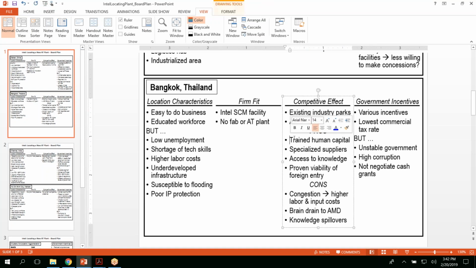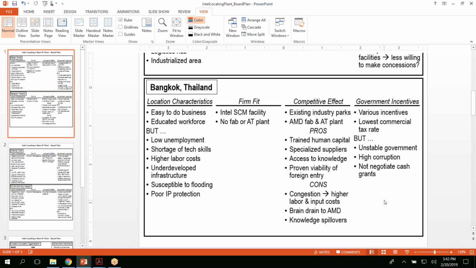What are the pros and cons of co-locating with your competition? There are benefits, and we're going to talk about this when we talk about the competitive advantage of nations later in the course, and clusters. But if you go to Bangkok, there are already going to be the engineers who know about semiconductors and the technology there. So you already have trained human capital there. You already have specialized suppliers, right? You already know that, hey, AMD succeeded, so there's not some great barrier to an American semiconductor company coming into Thailand.